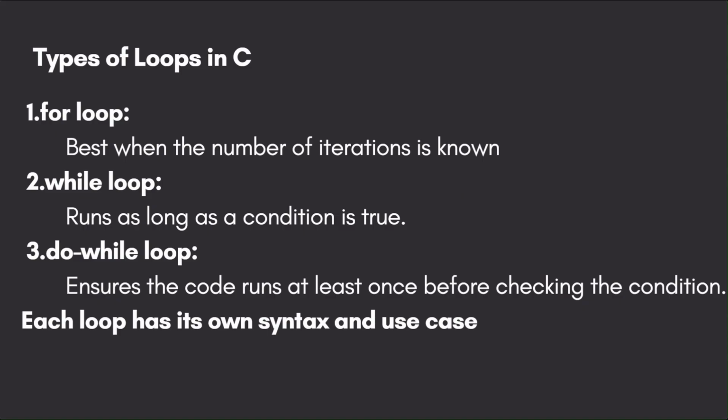Let's see the types of loops in C. C gives us three major types of loops, and each serves a specific purpose. For loop, perfect when you know how many times a loop should run. While loop, great when you don't know how many times it should run. Maybe it depends on the user's input or a real-time condition. Do while loop. This one ensures that your code block runs at least once, even if the condition is false. We'll go through each of these in detail with examples.